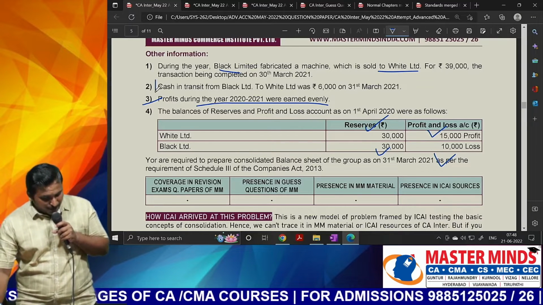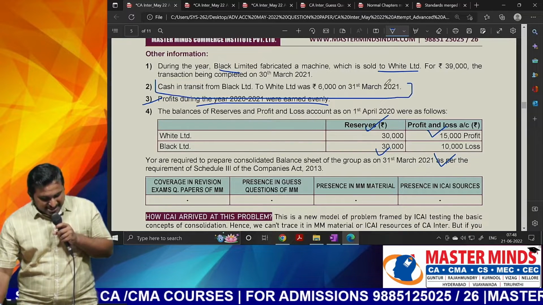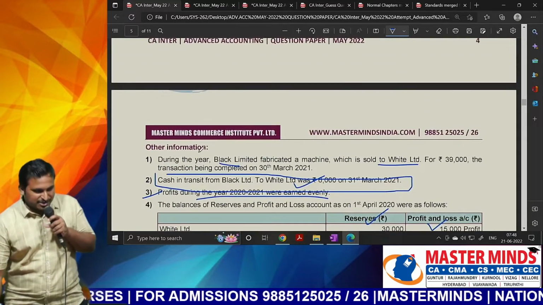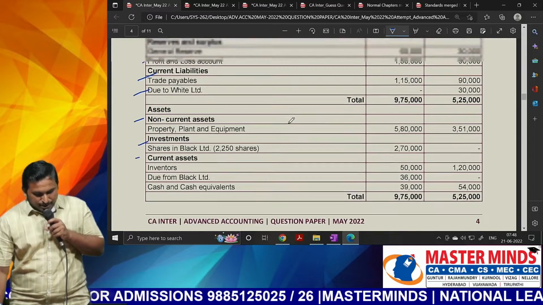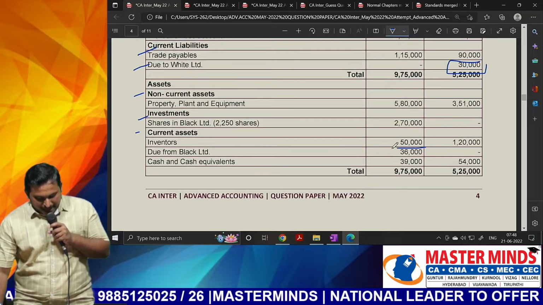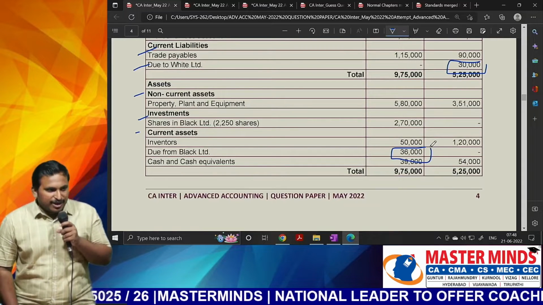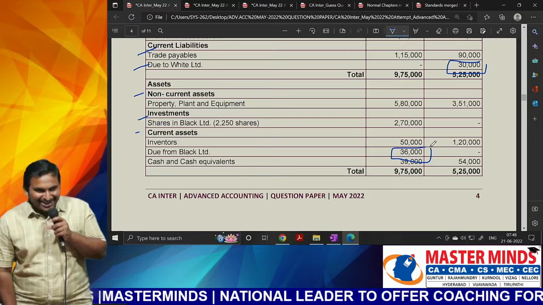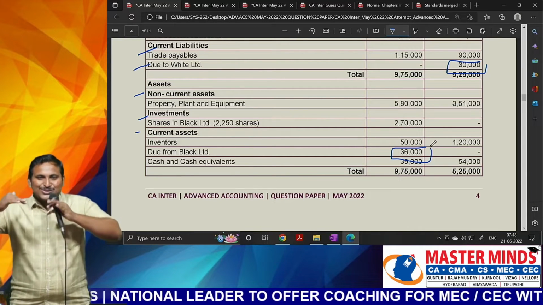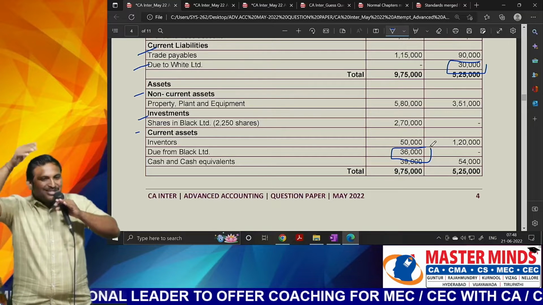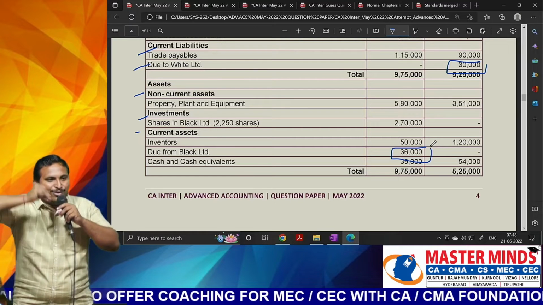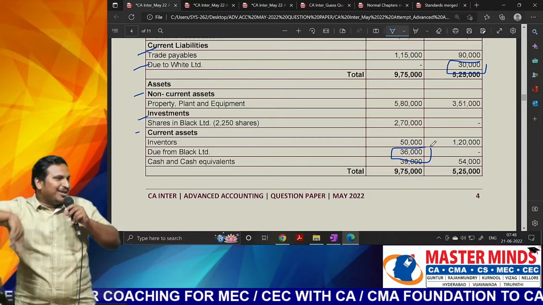There was one point. Cash in transit from Black Limited to White Limited was 6,000 on 31st March. This was one new point once again. So what is this, sir? You can observe the due to White is 30,000. Due from Black is 36,000. When I did the discussion in the classroom, at the end I told you that generally they may go to the final level where these two will be different. Sometimes it may be bills receivable discounted, or sometimes another amount in other books, it might be cash in transit.